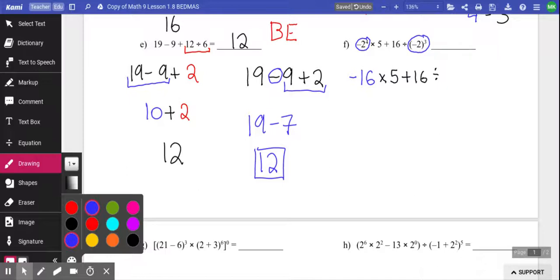That negative is part of the base. So in my calculator, I need to make sure I go bracket, -2, bracket, to the power of 3. If you're doing it by hand, then you need to go -2 times -2 times -2. And you have to have a negative with the power. When you put that in your calculator, you should get -8.